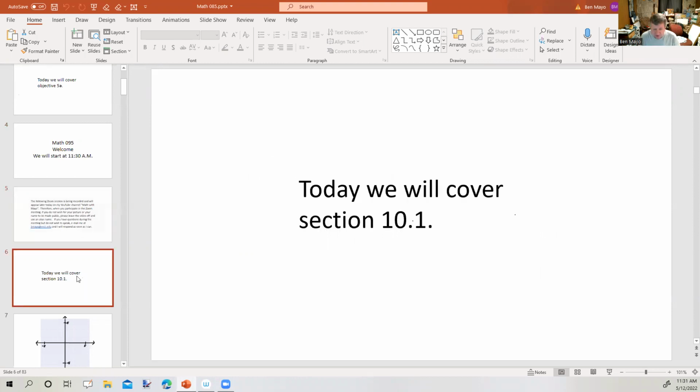All right, so today we're going to start chapter 10. We're going to look at section 10.1. And we're going to talk about two things, the square root property and completing the square.